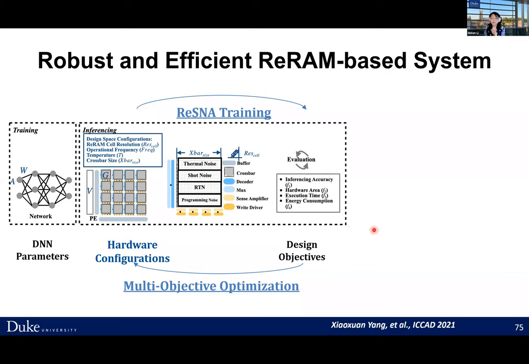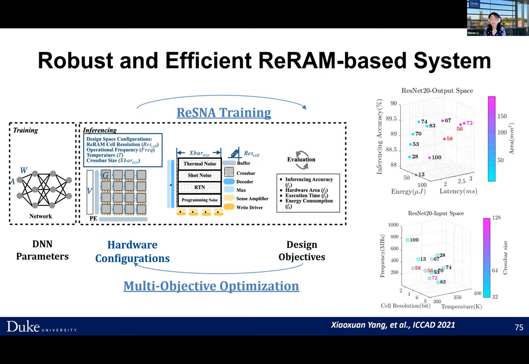So what we proposed in this work is a multi-objective optimization in order to reduce the calculation cost and lead us to the optimal hardware configuration. Here is one example we conducted for ResNet 20. All the points are the exploration numbers, the design points, and only those points lying pretty far in front are shown over here.